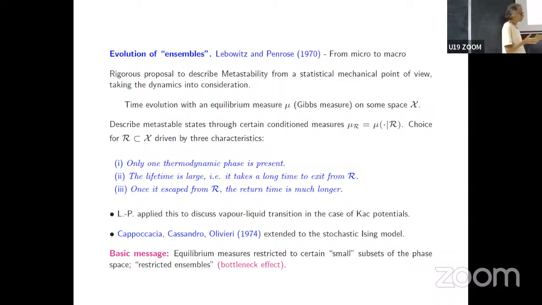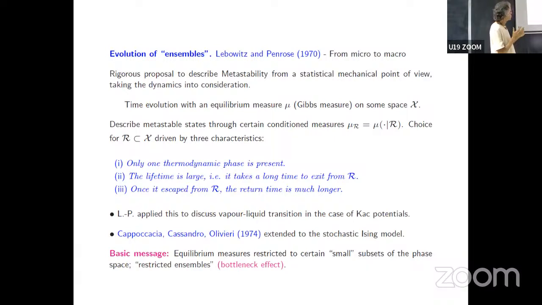There is only one thermodynamic phase. There is no liquid and solid, only one. And the lifetime is large. That means if the system dynamics, say classical dynamics, starts in R, it will take a long time to exit. And once it exits from R, it will take much longer to return, as if we had these two wells. And they applied this to discuss the vapor-liquid transition in the case of the Kac potential.